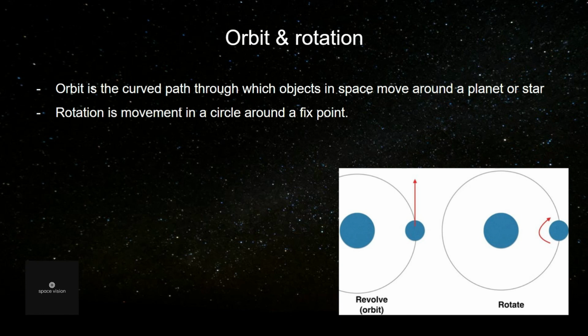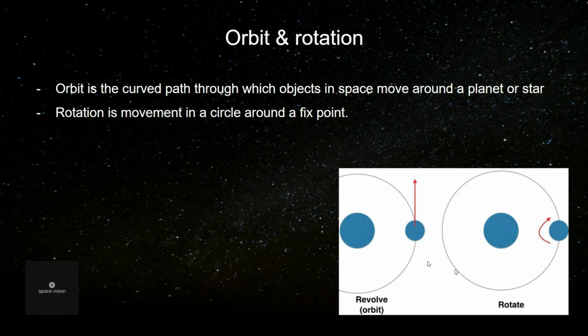So orbit is the curved path through which objects in space move around a planet or star. We can see in this image, revolve is orbit. We can see in this image this blue ball is moving in a circular orbit around this object. So this is called an orbit.